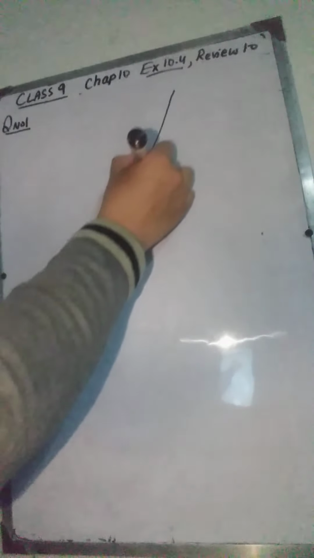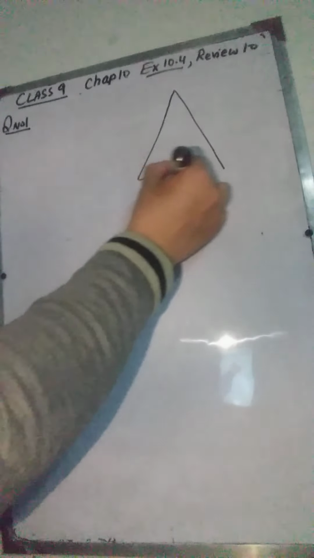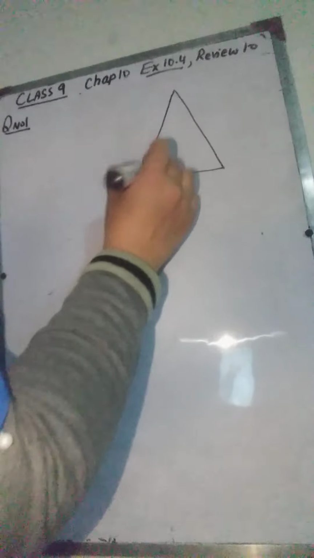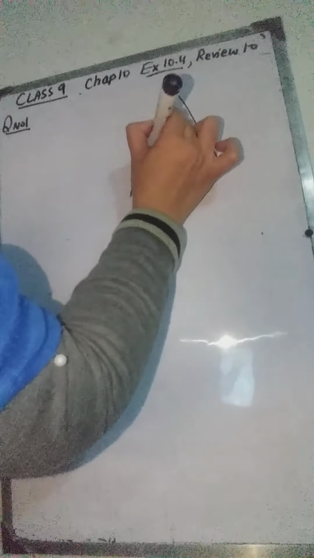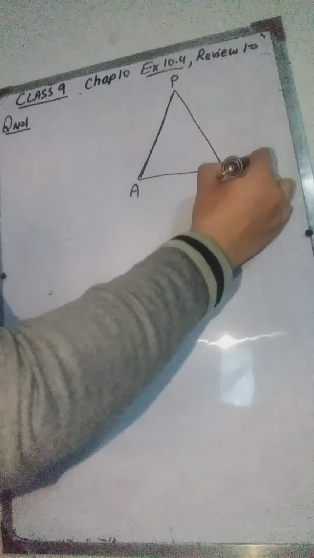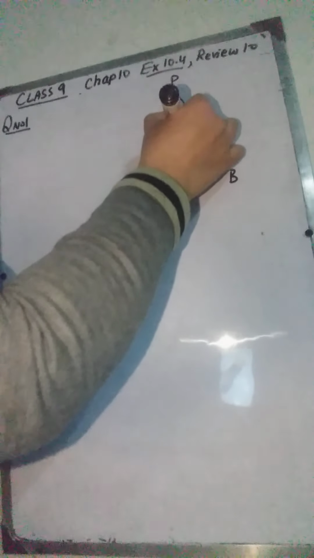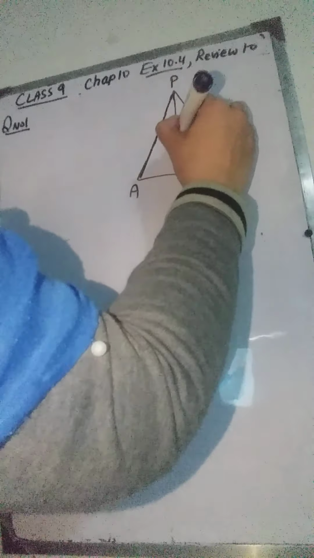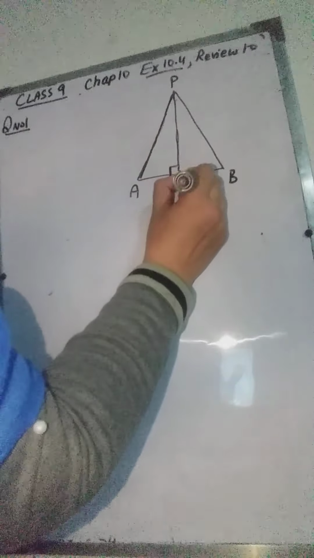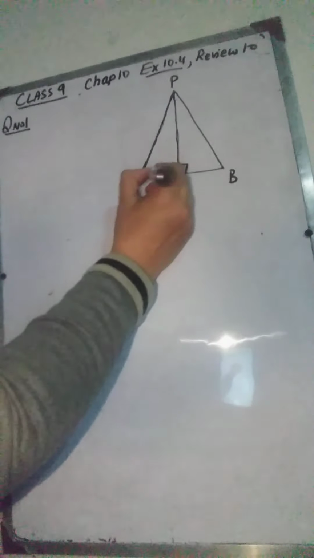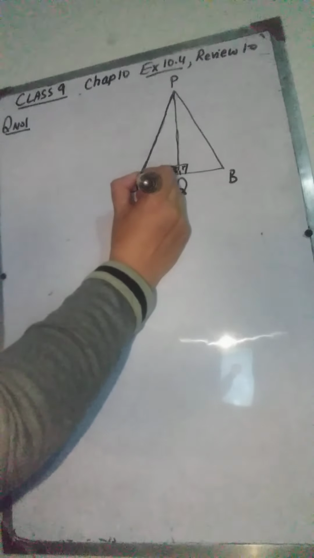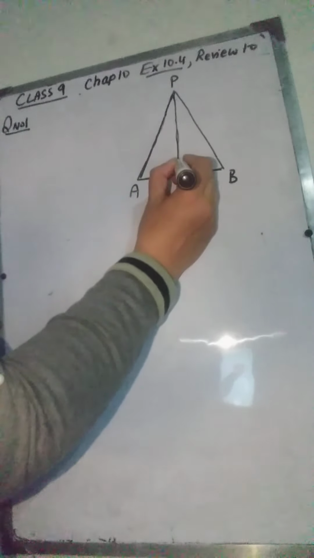Here we are given a triangle, and we have a perpendicular, PQ. Perpendicular means this AP is perpendicular to AB if this angle is equal to 90 degrees. Both these sides make an angle of 90 degrees with one another. Then we say that PQ is perpendicular to AB.